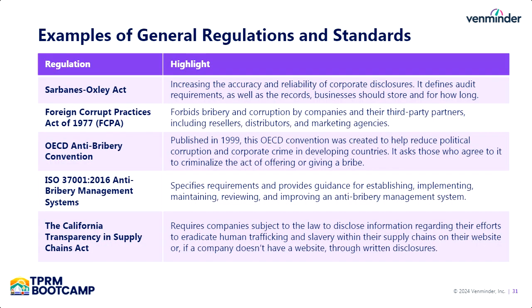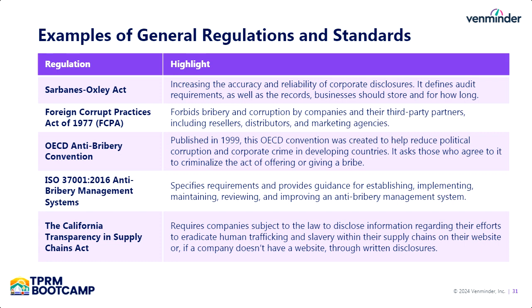Here are some examples of general regulations that you may be familiar with. I won't go through each one in too much detail, but I'll cover the highlights so you can see how they apply to third-party risk management. The first one is the Sarbanes-Oxley Act, which applies to all public companies. This is one of those laws that doesn't make a direct reference to third-party risk management, but it focuses on areas like internal control assessments, which can extend to your vendor relationships.